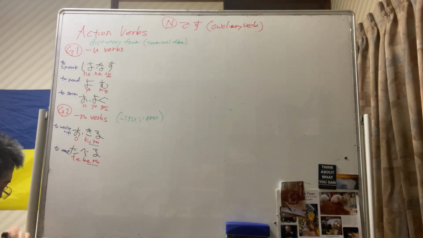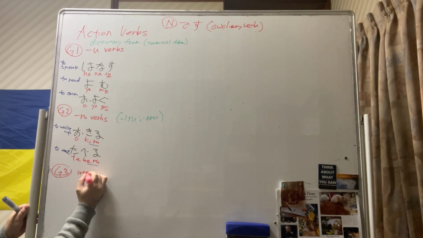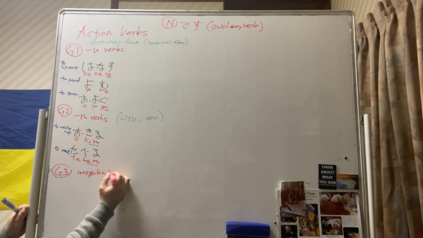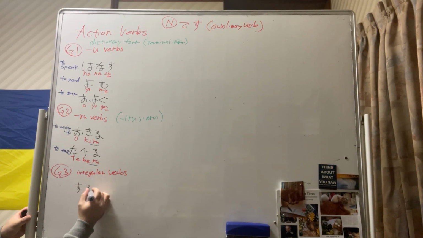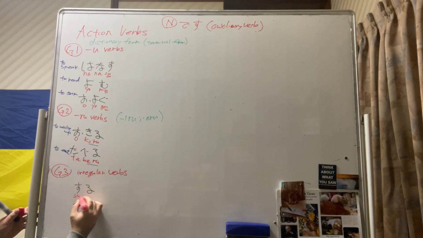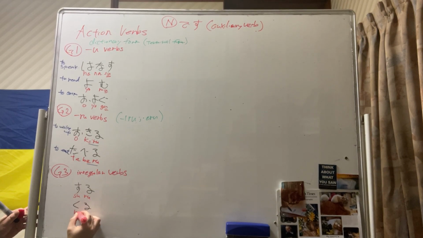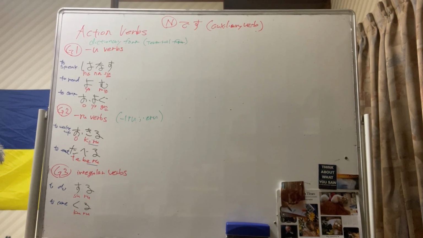Okay. Now, group 3. These ones are called irregular verbs. And we only have two irregular verbs. する and 来る. Kuru is to come. And suru is to do.